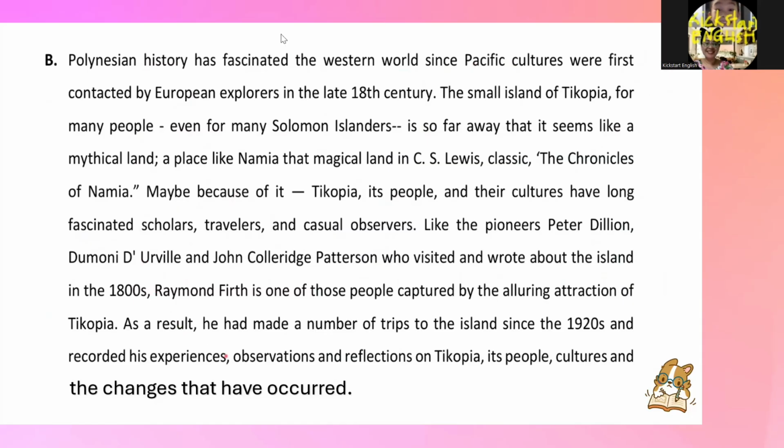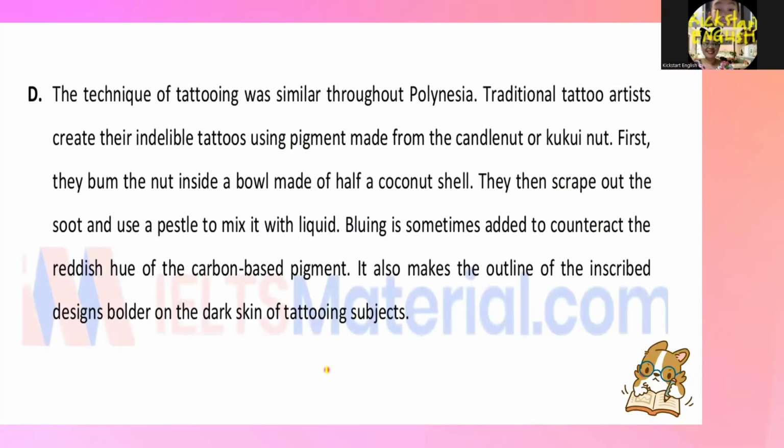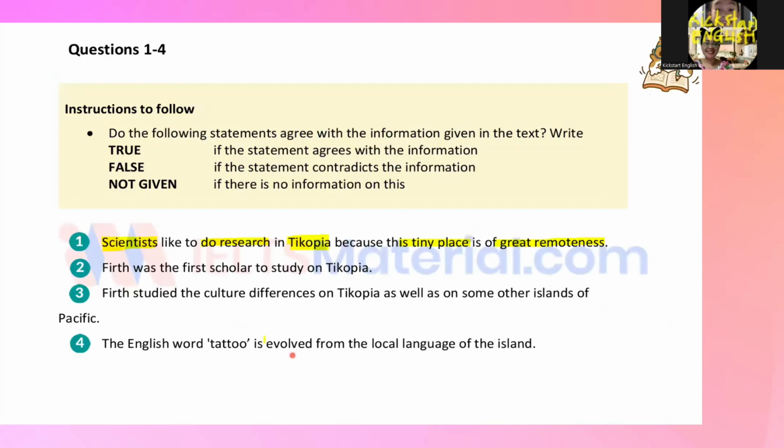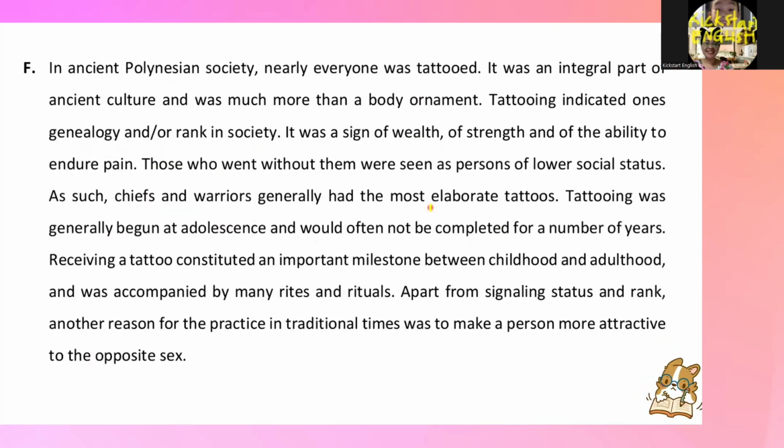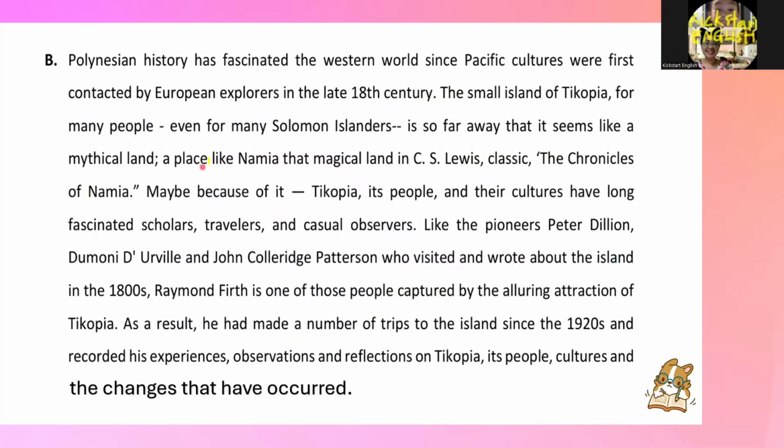you stop there. We are not going to look for the word scientist only, but also for the other words. So let's go back. We're also going to look for the words research, Tikopia, and tiny place. We cannot actually find the word scientist, but let's look for the word research. We can't find the word scientist, but we have a synonymous word, which is scholars.